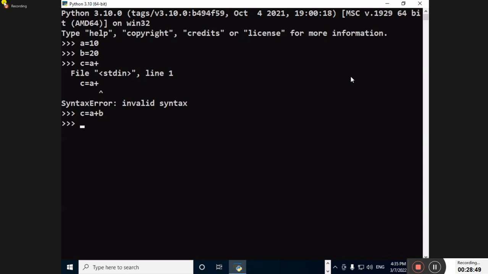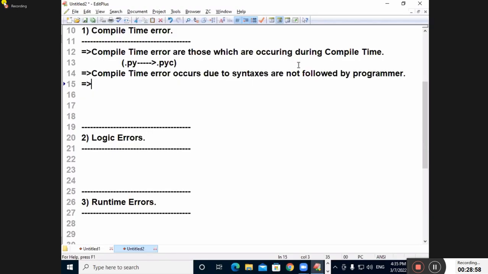C is equal to A plus B and print of A comma B comma C. So I got the output. Followed or not? So who is solving that? Compile time errors are solved by programmers. At which level? Development level. At the development level only, compile time errors are solved by programmers.